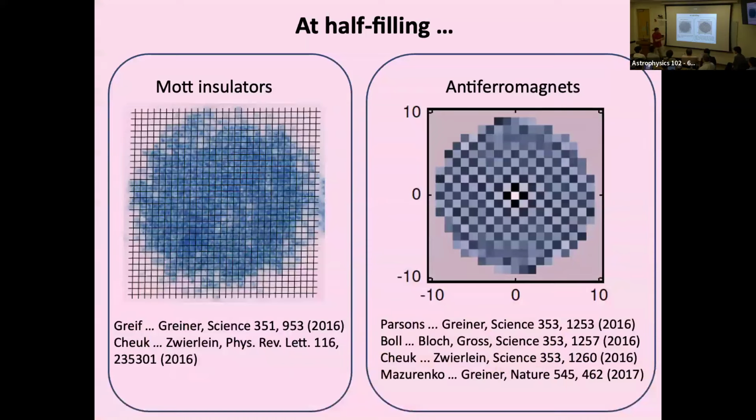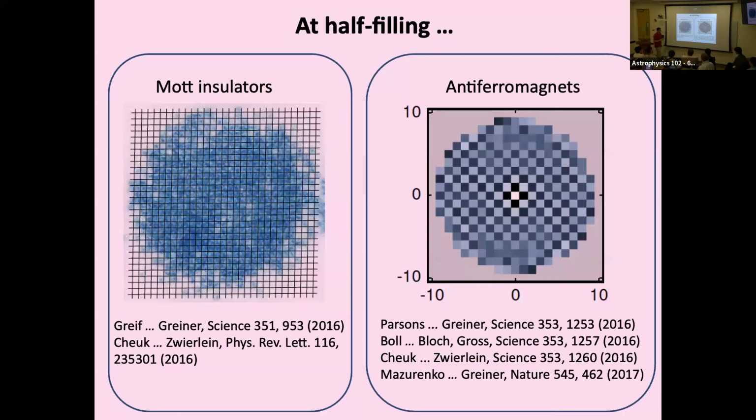These are some early experiments, for example, here from the Greiner group, where they ramped up the interaction on a square lattice, and the system is at half filling in some region of the cloud. And you can see that they formed a small insulating phase where you have one particle per site in the regime of strong interactions. You could also now start to look at the spin in the system.